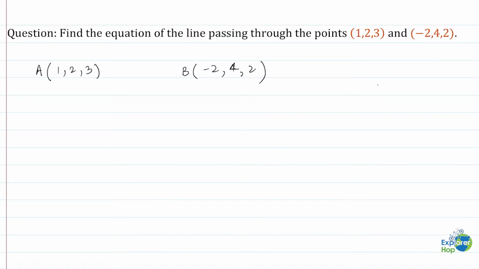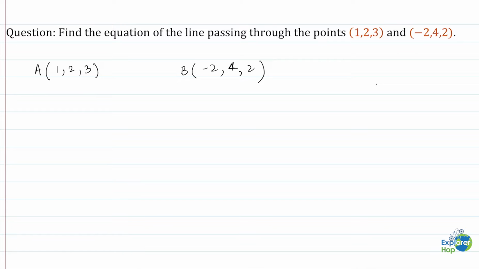To write the equation of the line, we need a starting point and a directional vector. We can use either of these points as a starting point, but the thing that we need to find is the directional vector. The directional vector would be in the same direction as the line that passes through A and B, or the line that joins A and B. So the vector that joins A and B is vector AB.